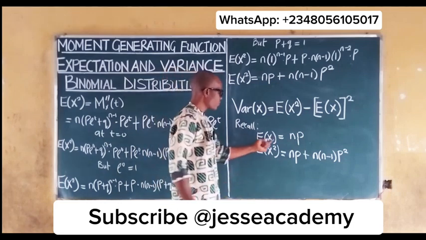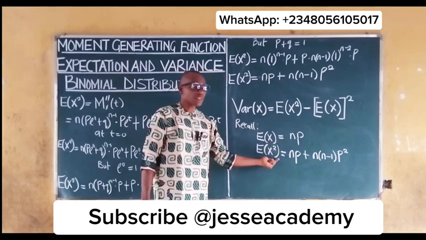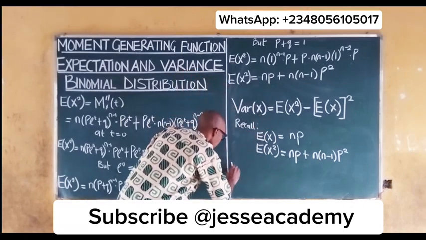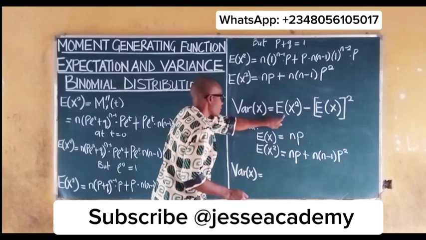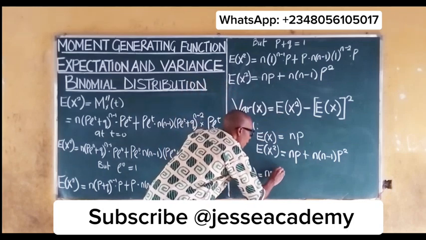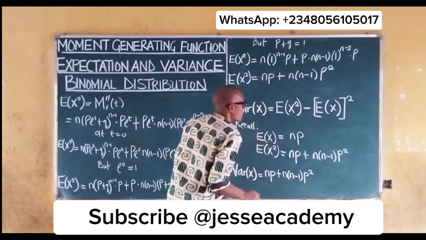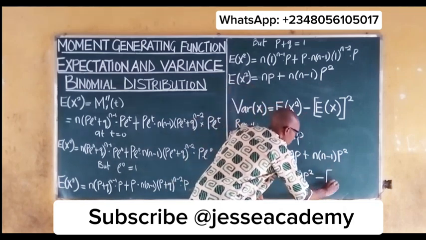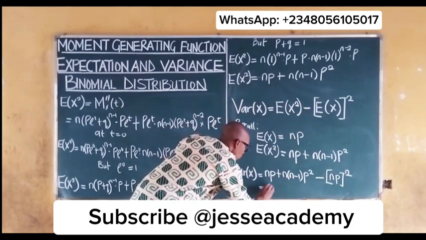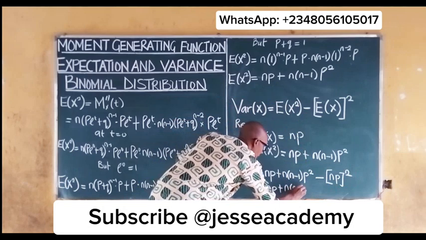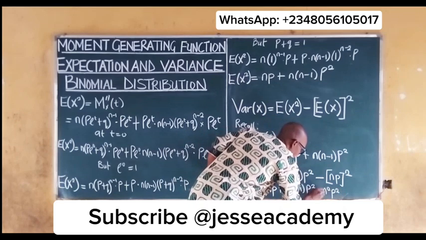Now, the next thing to do is to substitute what we have for our expected value of x and our expected value of x squared into the variance. It then means that our variance of x is equal to the expected value of x squared, which is np plus n into n minus 1 p squared, minus (np) squared, which is also equal to np plus n into n minus 1 p squared minus n squared p squared.